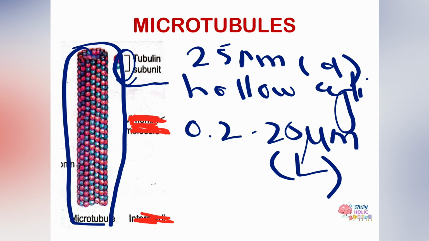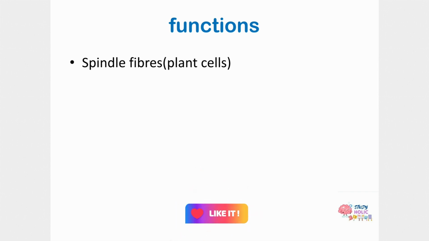Now let's move on to the function of the microtubules. The function of microtubules is divided among the plant cells and animal cells. In the plant cells, the microtubules are responsible for the formation of spindle fibers. How does this take place? Before the cell division, the microtubules are freely dispersed. But at the time of the cell division, they organize themselves, and as a result, they form the spindle fibers.